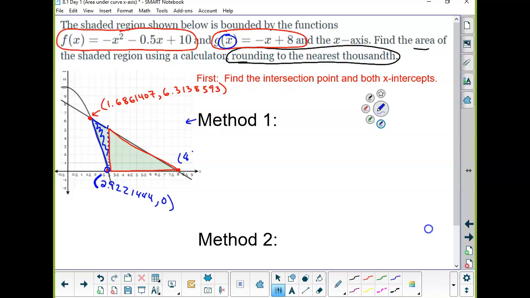But I do know that this is not 8 times 0. Oh, okay. So, Method 1 would be setting up the integral from the blue area, which is starting at 1.66.